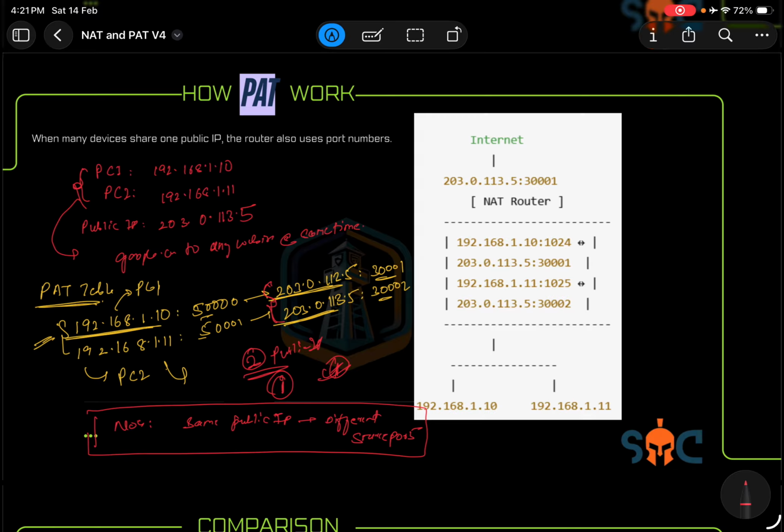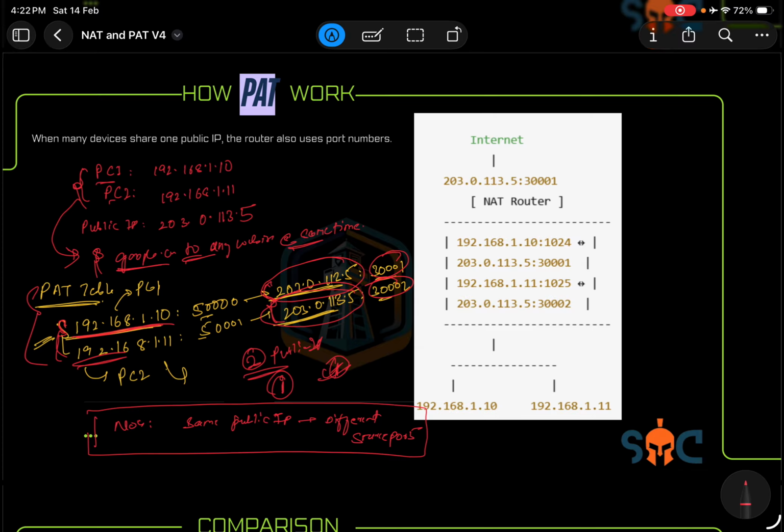Okay. So yeah, both of the PCs wanted to connect to google.com or any other website at the same time. In the PAT table, both of the public IP and private IP addresses are there, and both of the different IP addresses are being assigned the same public IP with different port numbers.